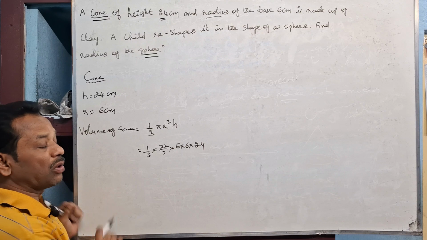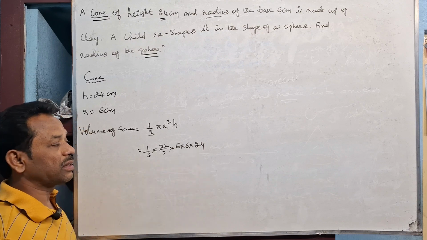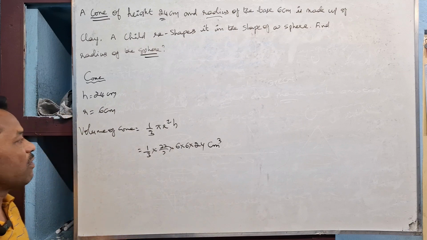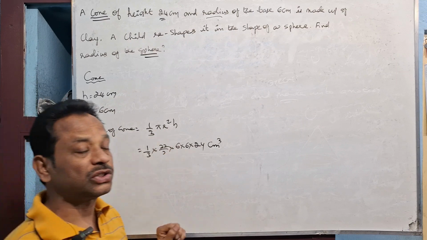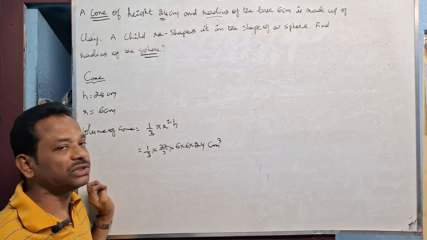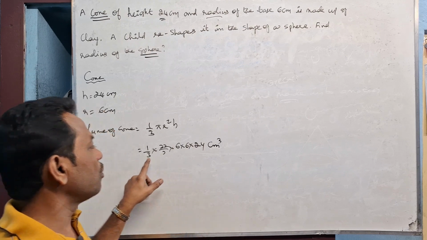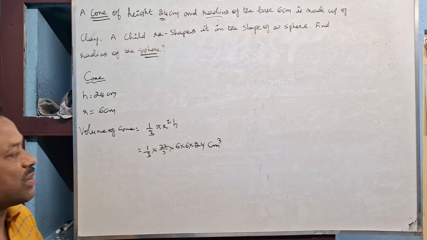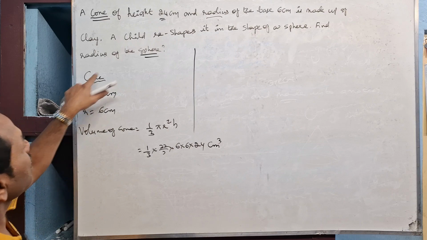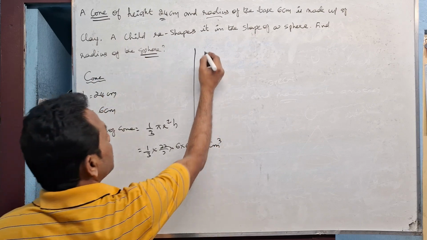Now, children, no need of simplification. Keep this as it is. This will be in centimeter cube. The volume of the cone is 1 by 3 pi r square h. Let me put the values, and I got 1 by 3 into 22 by 7 into 6 into 6 into 24. So no need of cancellation, no need of calculation. Keep this as it is, in centimeter cube. Now it is said that the cone is converted into a sphere. So let us go for the sphere.